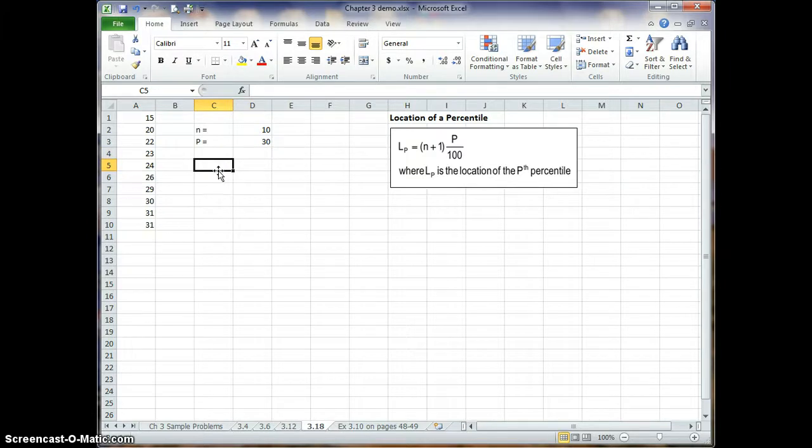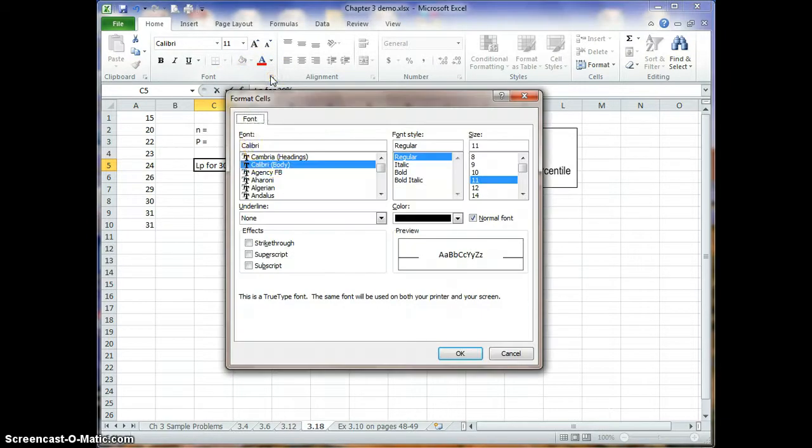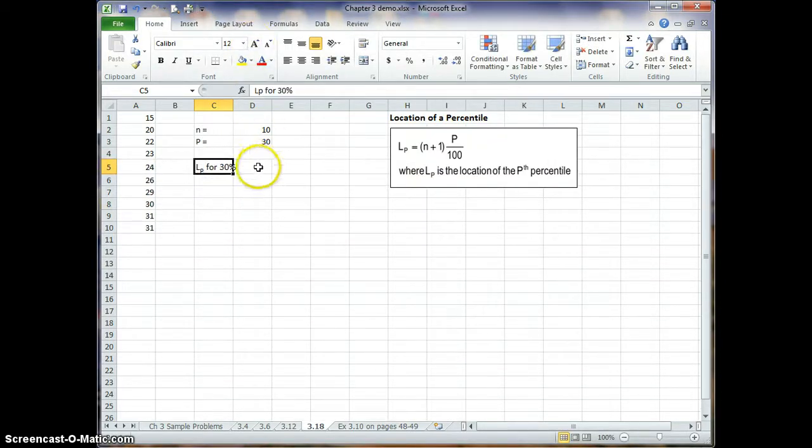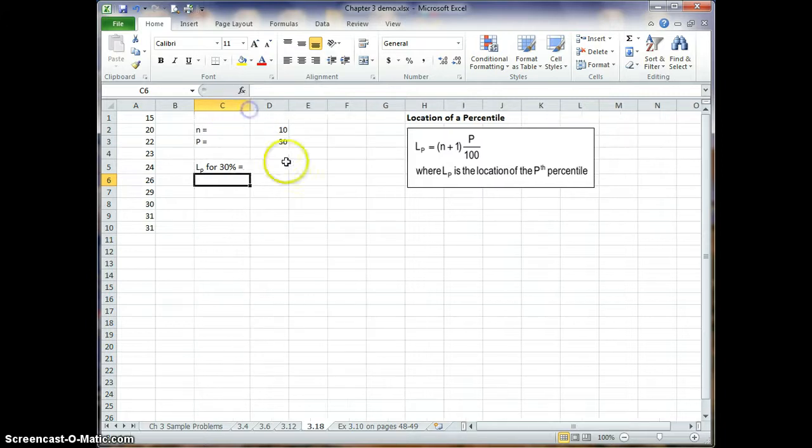Now let's do this. L_P for 30%. And up here under P, I'm just going to highlight that. And then in the font group, in the format cells, I'm going to click that and go down here and choose subscript, which is going to lower the P just to make it a little easier to read. And I'll make that slightly bigger and go L_P for 30% is equal to, and make that whole column slightly wider. And now I can do the calculation.